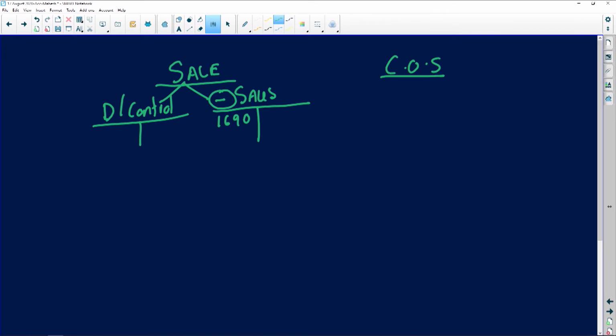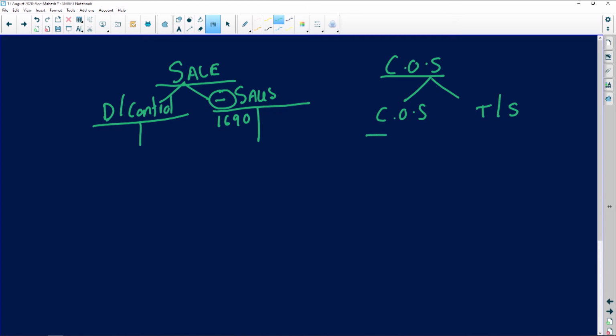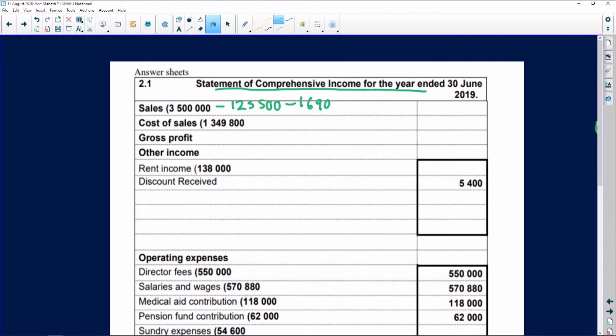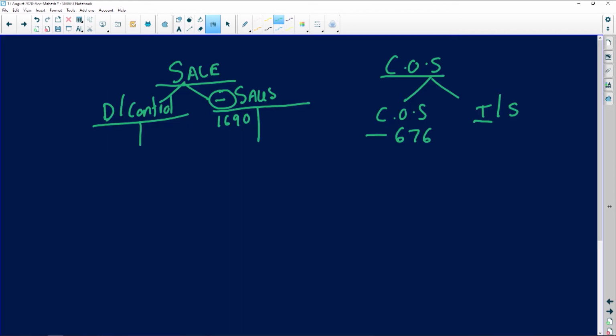So remember, two accounts affected, obviously cost of sales as well as trading stock. Cost of sales, because I cancelled the sale, must also decrease by that amount of 676. Please remember this, guys. We often see students making an error when they are taking this into account in their income statement. If I cancel a sale, I've got to do the same to cost of sales. So cost of sales minus 676.